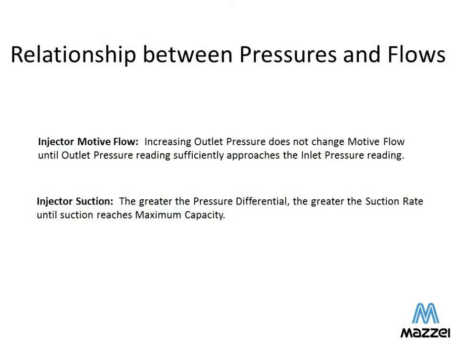All right, so just as a reminder, the relationship between flows and pressures: the motive flow is a function of the inlet pressure. It does not change significantly as your outlet pressure changes. The injector suction capacity, however, is a function of that pressure differential. So as your downstream pressure changes, your suction capacity will change.